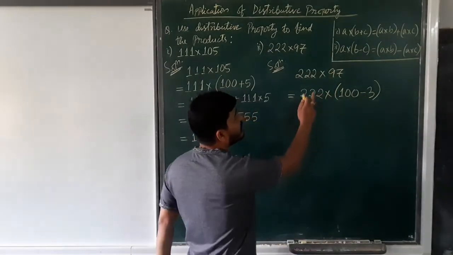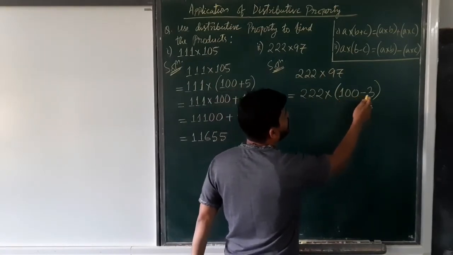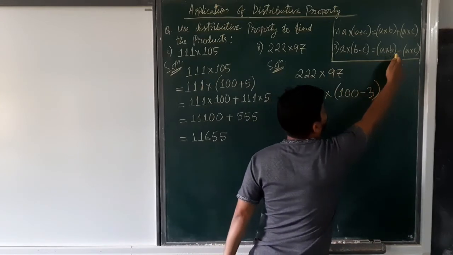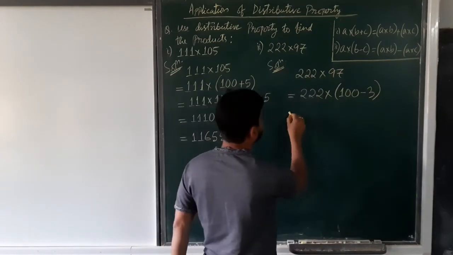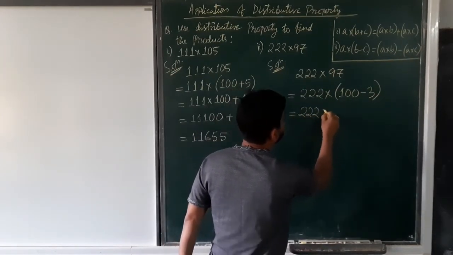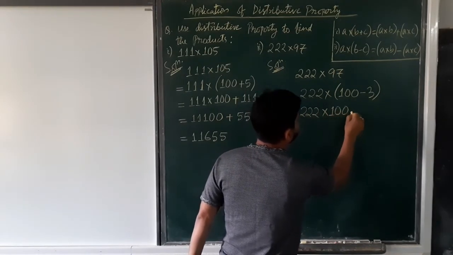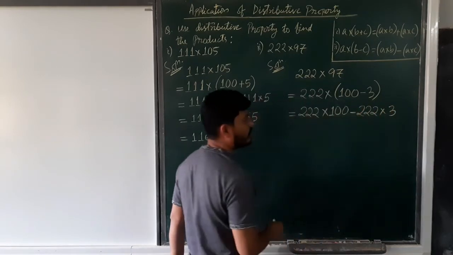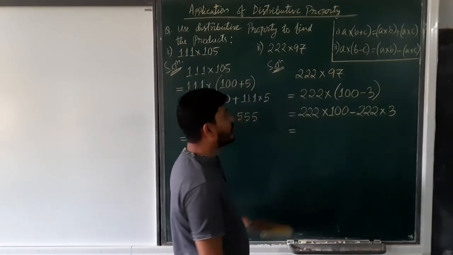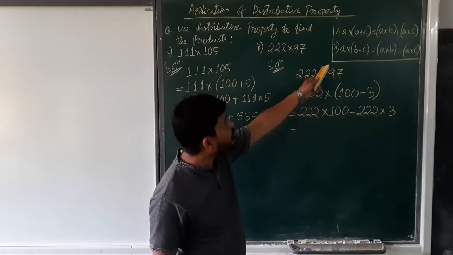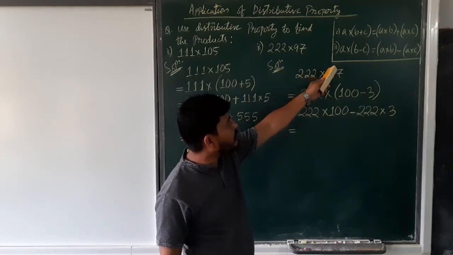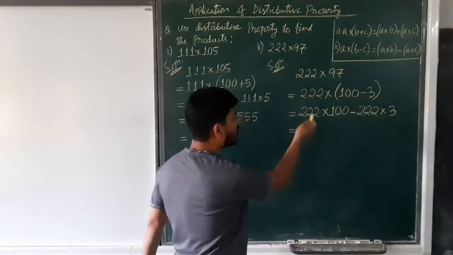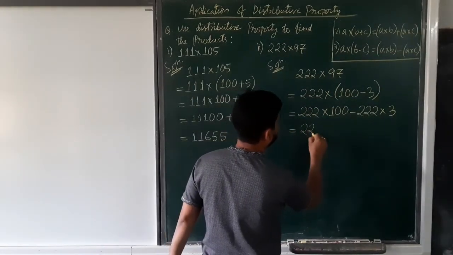So 97 can be written in this form. Now we get a into (b minus c). So now we have to break this into a into b minus a into c. So it is a into b minus a into c. So the application of distributive property of multiplication over subtraction is done till here. Now, simple simplification.